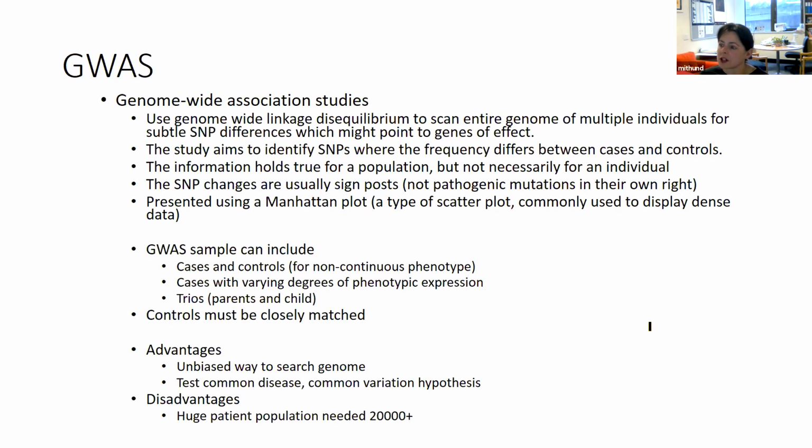The SNP changes, as I say, are usually signposts. They're not normally pathogenic mutations. They're normally a signpost to say something in this region is likely to be associated with this disease. And researchers like to present this data as something called a Manhattan plot, because it's a large amount of data. It's just a type of scatter plot. So you might be asked about that. A Manhattan plot is just a way in which they look at this kind of data. It's called a Manhattan plot because it looks like a Manhattan skyline. It's just lots and lots of data.